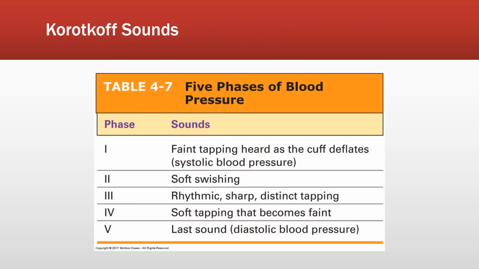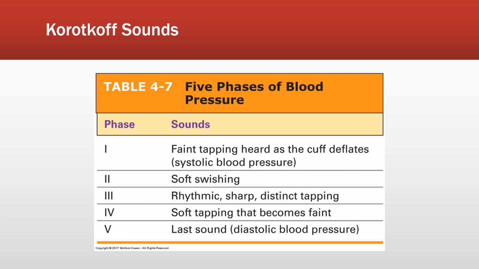So here we're going to talk about Korotkoff sounds. Korotkoff sounds are, when you're going through, there's 5 phases of blood pressure. When we're listening, we're going to hear some different sounds of the blood pressure. The first sound we hear is that faint tapping as the cuff is just starting to open up and release. And that first sound is our systolic blood pressure.